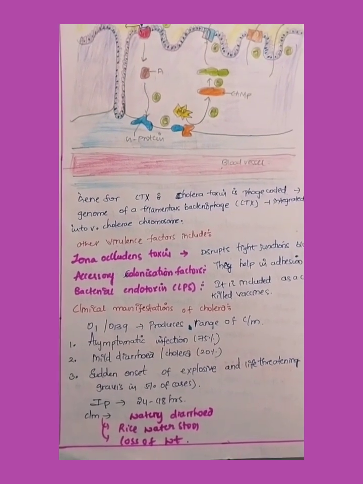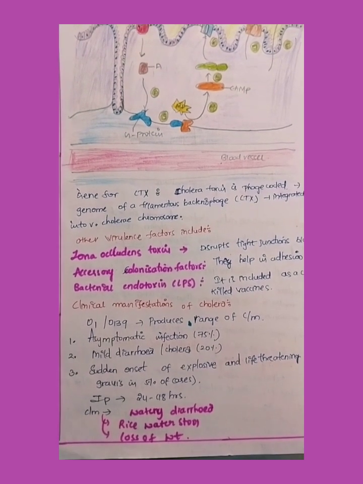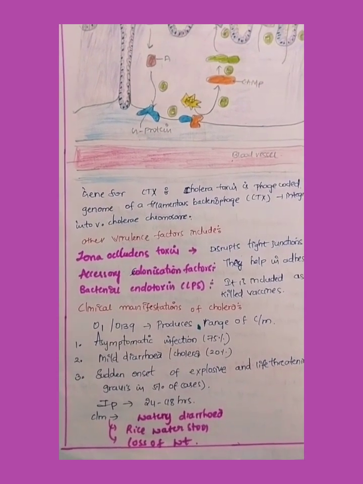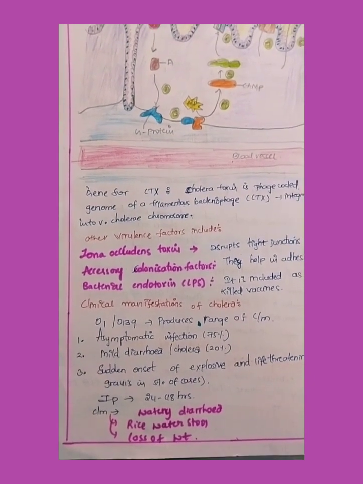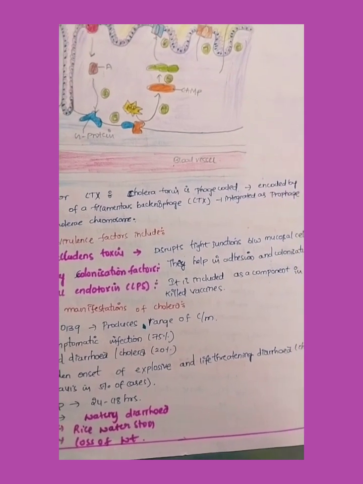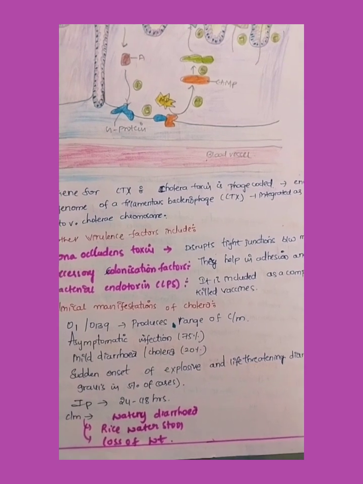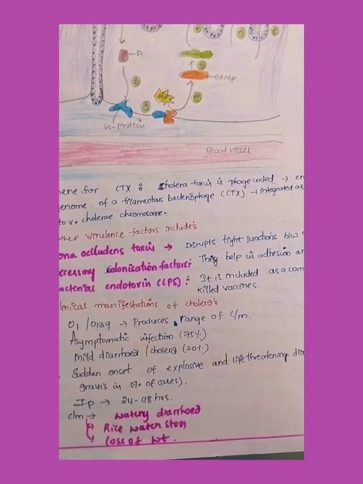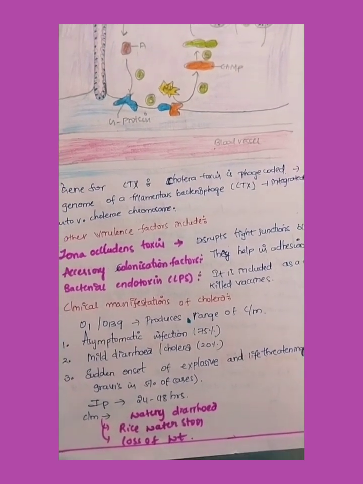The clinical manifestations of cholera: O1 or O139 produces a range of clinical manifestations. One is asymptomatic infection in 75% of cases, and mild diarrhea in 20% of cases. Sudden onset of explosive and life-threatening diarrhea, cholera gravis, occurs in 5% of cases. The incubation period is 24 to 48 hours. Clinical manifestation will be watery diarrhea, rice water stool.